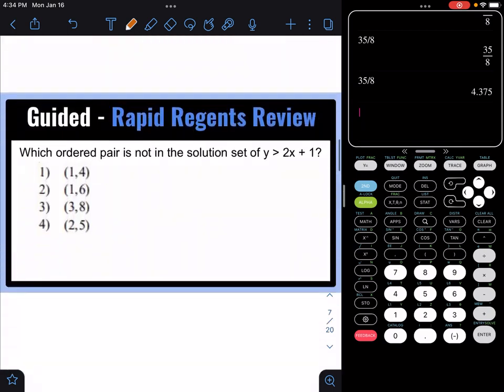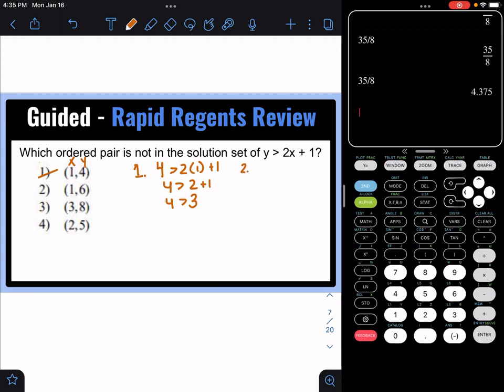Alright, let's look at this one. Which ordered pair is not in the solution set? Ooh, so these are all my x's, these are all my y's. Let's try the first one. y would be 4 is greater than 2 times my x, which is 1, plus 1. 2 times 1 is 2, plus 1 is 3. 4 is greater than 3, so that works. So that is in the solution set.